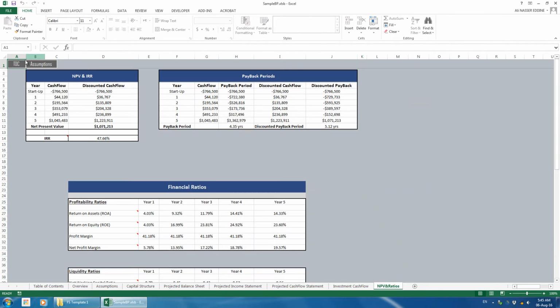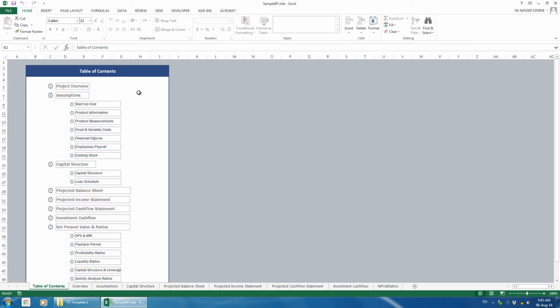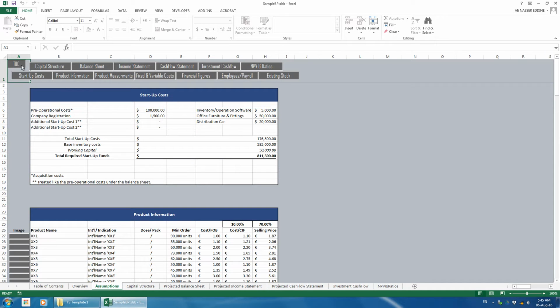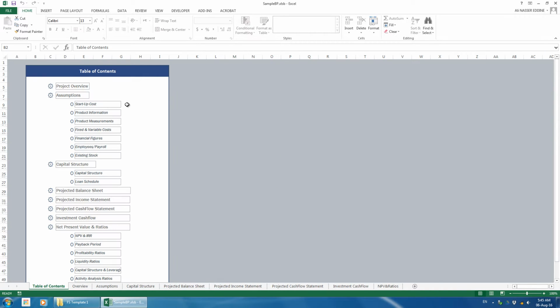The first sheet contains the contents of the study. Using macros, we link the buttons to sheets. For example, if we click on the fixed and variable costs, we navigate to that section. Clicking on the top left button takes us back. You choose whether to use it or navigate through sheets using the standard interface.